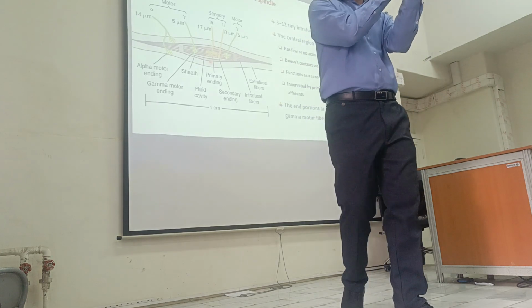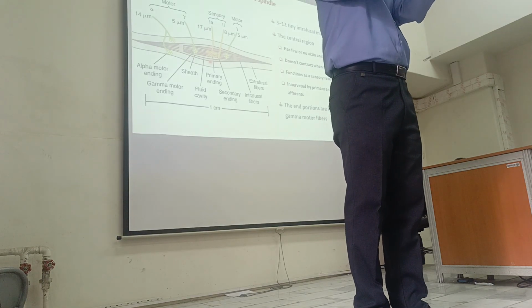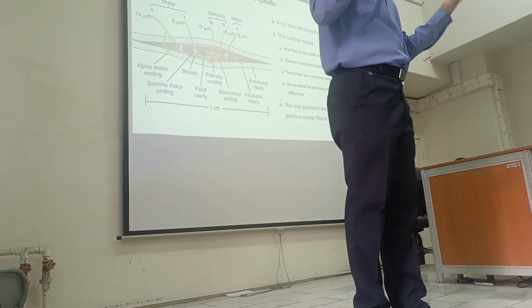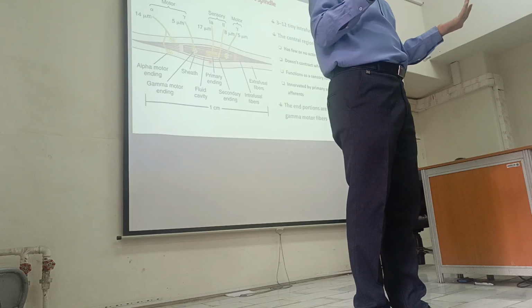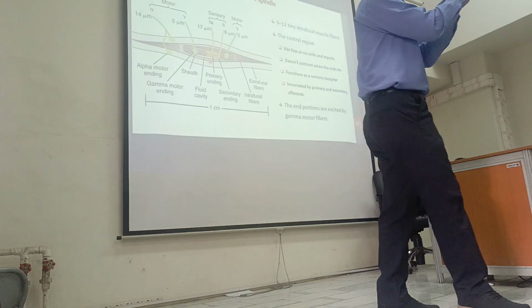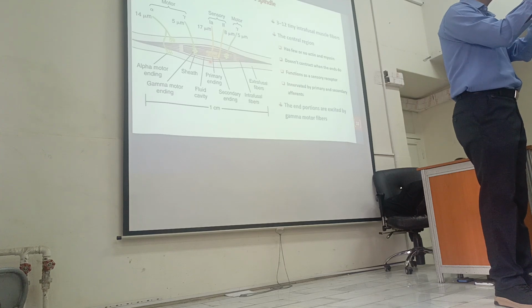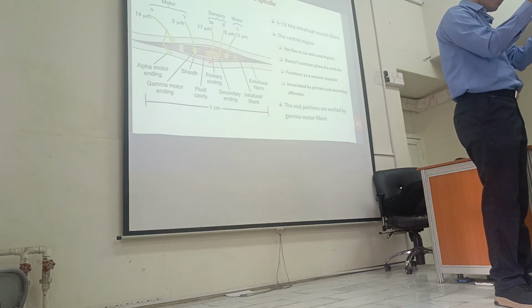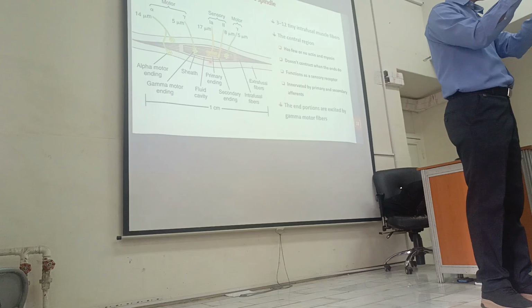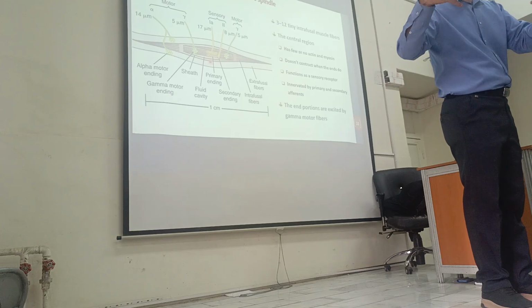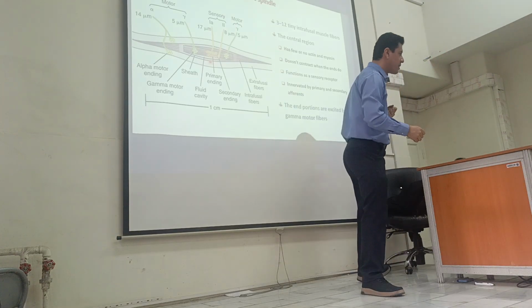Intrafusal fibers in the middle part don't have any actin and myosin, right? So the middle part of the intrafusal fibers is not contractile. They cannot contract. But the two ends have actin and myosin, right? So let's see.